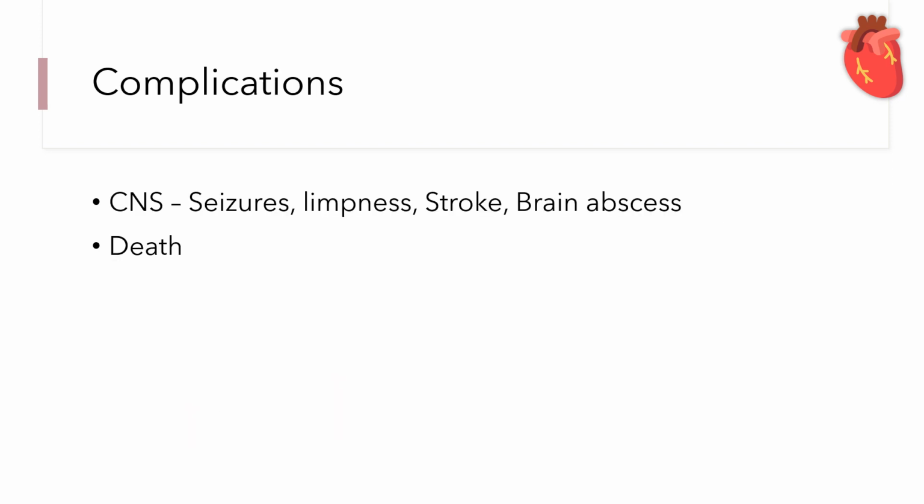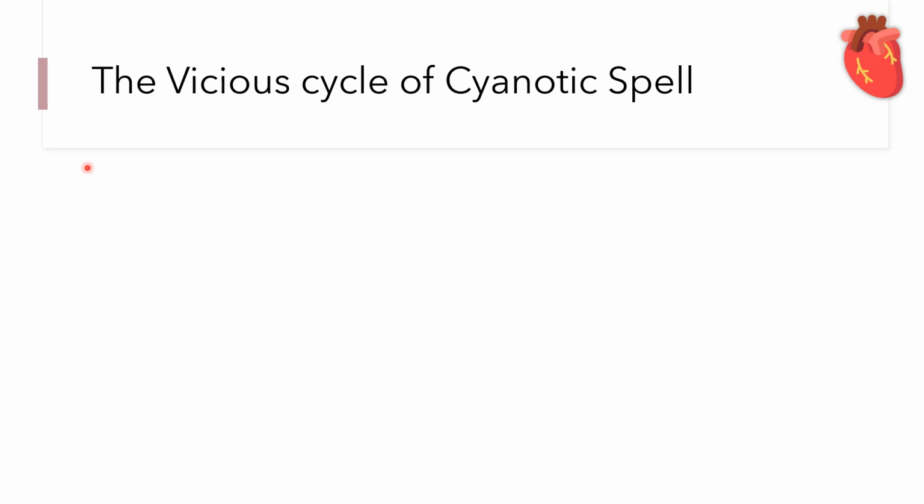What are the complications? Mainly CNS complications are seen in case of cyanotic spell: seizures, limpness, stroke, brain abscess, and in some cases it can be fatal also. So it is very important to diagnose and treat this condition. So what is the vicious cycle of cyanotic spell? This is the most important slide to understand in case of cyanotic spell management.